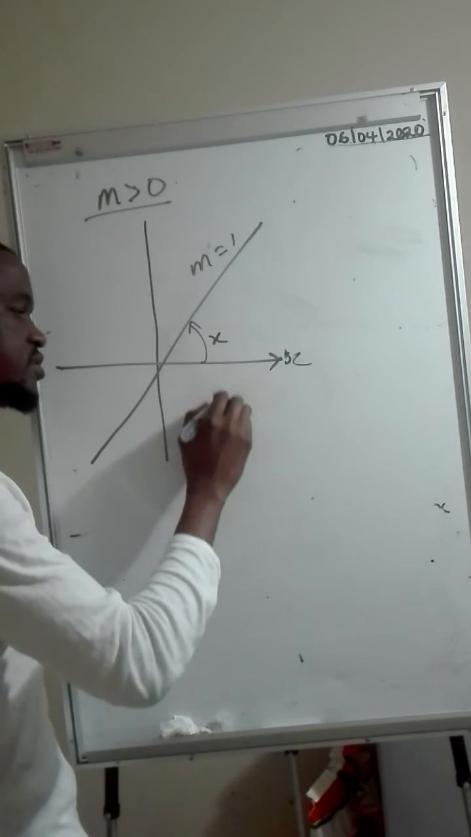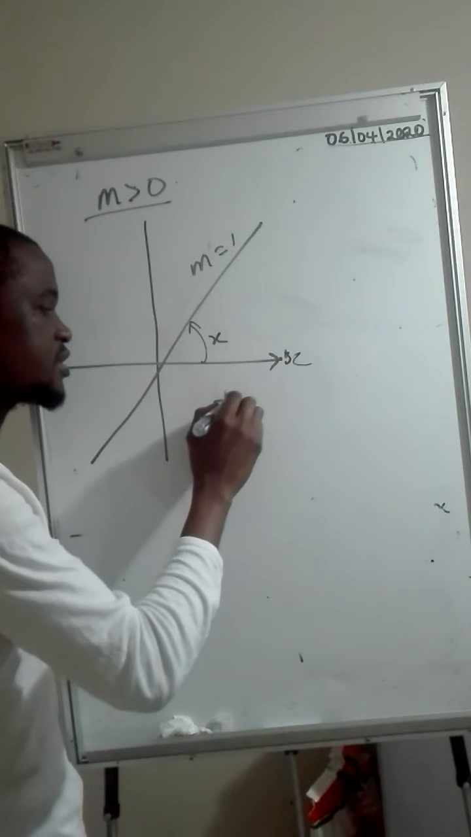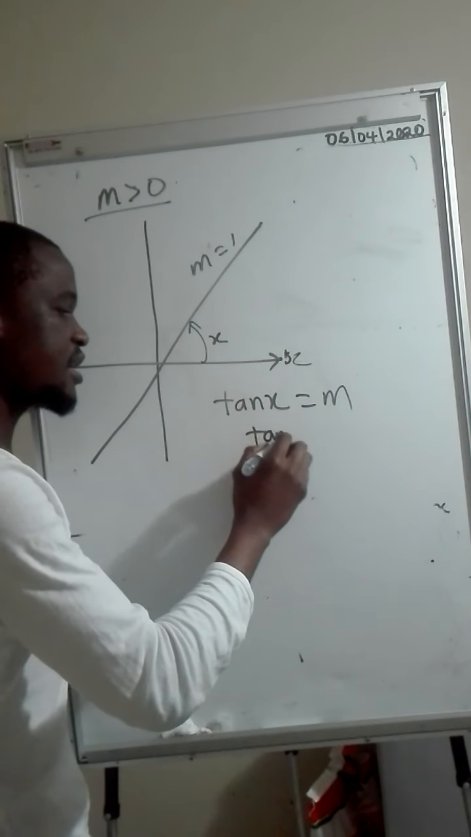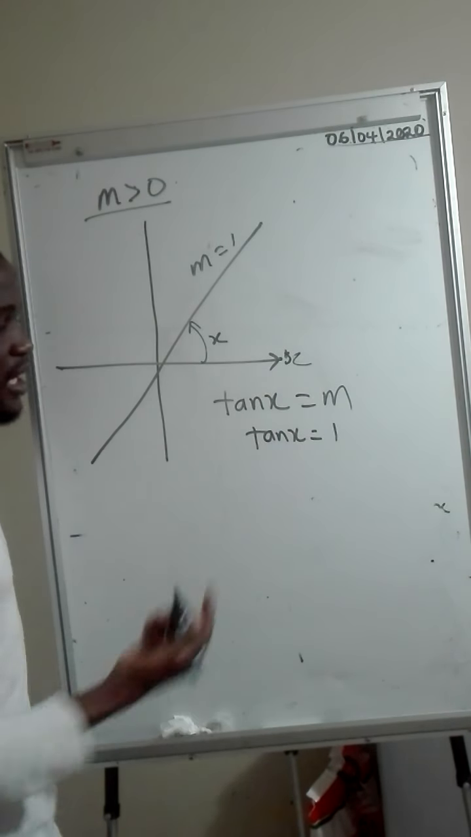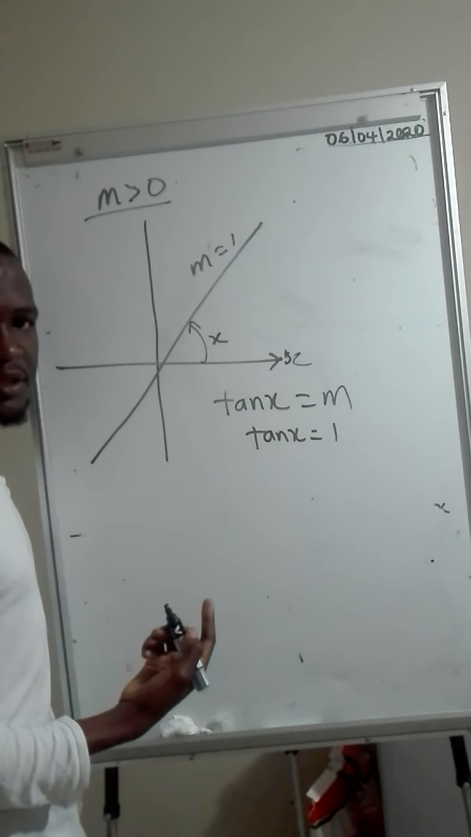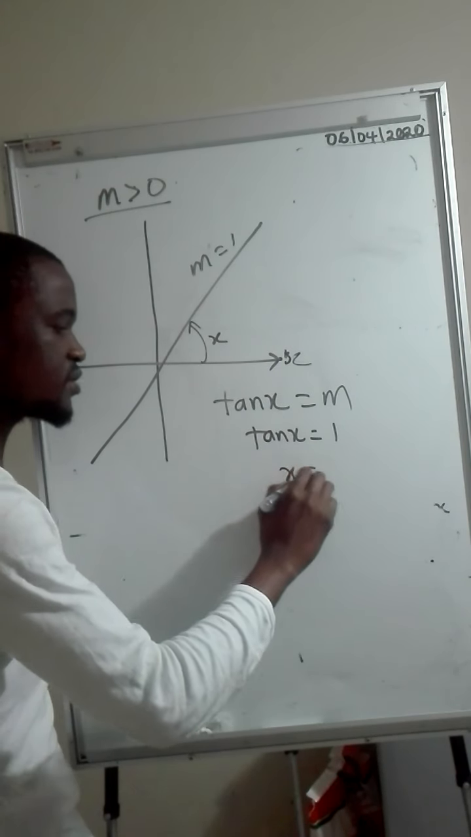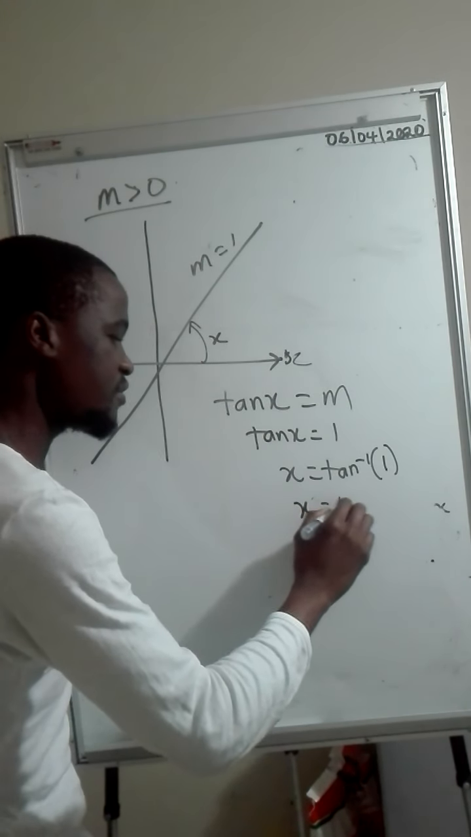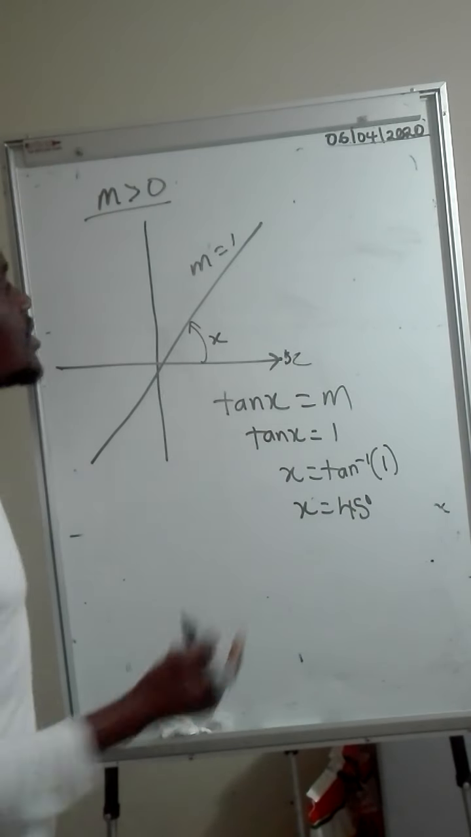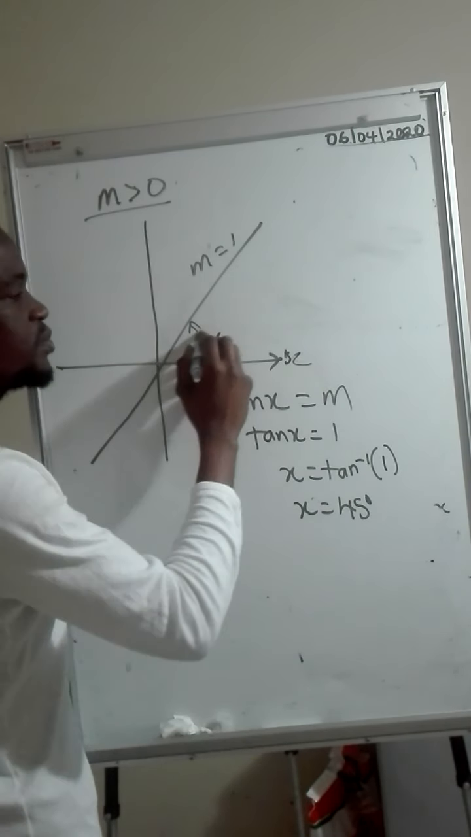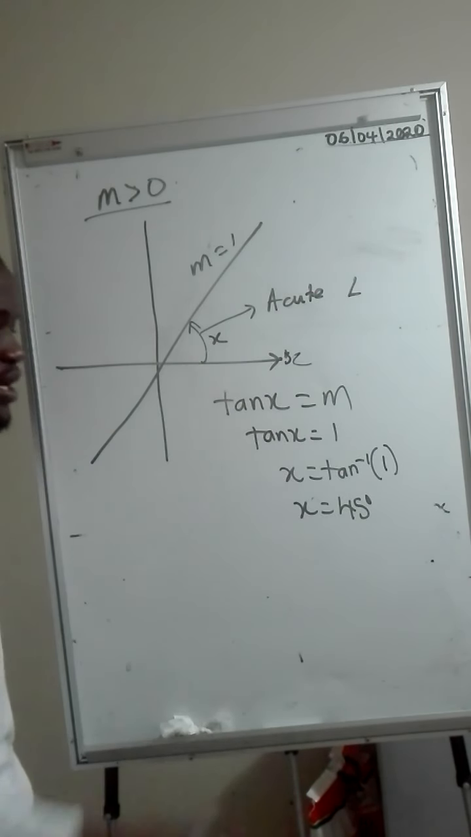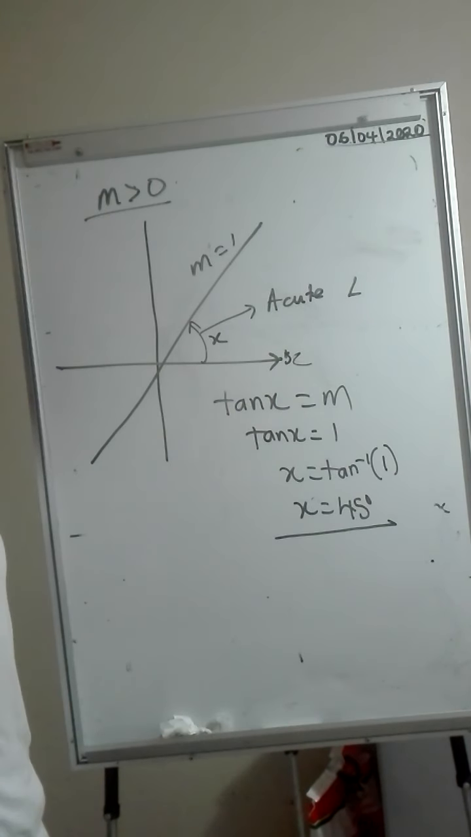So which formula do I use? Because x is no longer theta, I'll say tan x is equal to the gradient. Then my tan x is equal to 1. How do you find our x? We don't divide by tan. So I'll say x is equal to tan inverse of 1. Then my x is equal to 45 degrees. So what does it tell us? If the gradient is positive, this angle will be an acute angle. So that's how we find the value of x. Are we together, right?